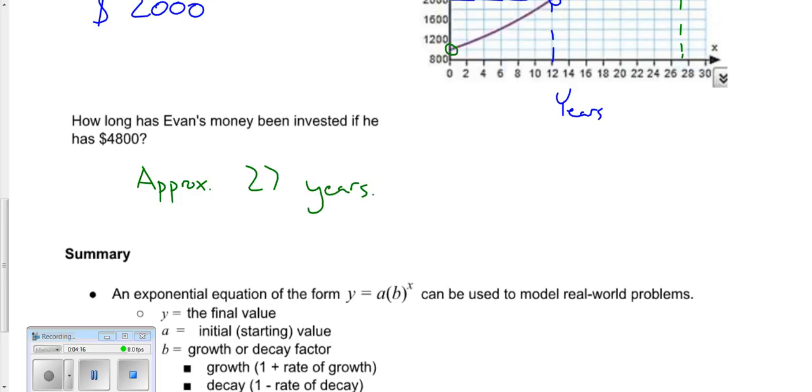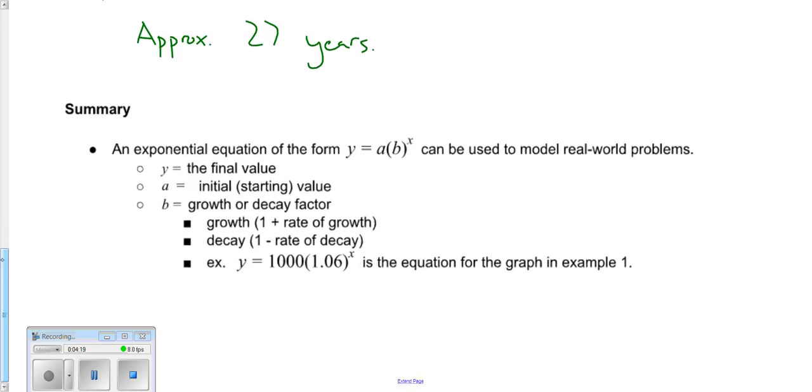Okay, so one thing that we want to summarize here is that an exponential equation in this form of y equals a times b to the exponent x, we can use that to model all kinds of real-world problems. So again, y is always the final value, the ending value that we have. A is our initial value, it's our starting value. It's also known as our y-intercept if we're graphing it. Okay. B is either the growth or the decay factor, so how much it's growing by or decreasing by.